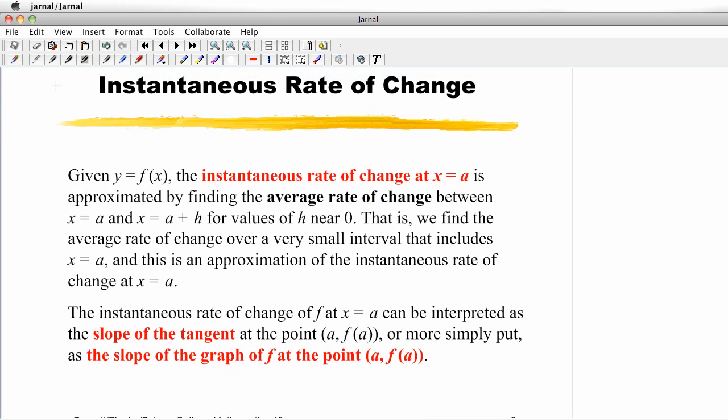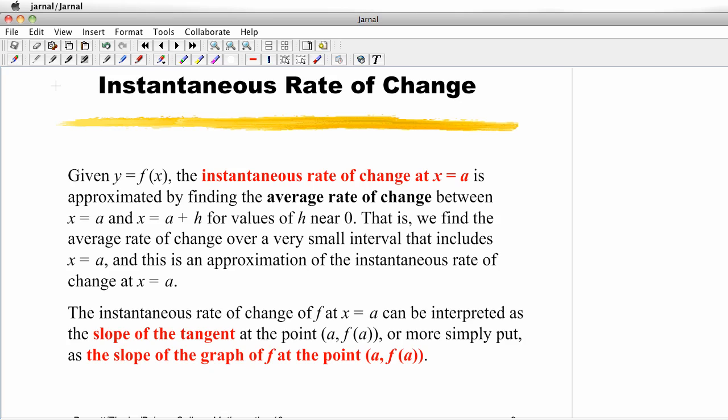Now, what we're really interested in is not the average rate of change, but we're actually interested in the instantaneous rate of change. So this is the difference between saying that I averaged 57 miles an hour on my trip to Pittsburgh and saying that when I passed the cop with a radar gun, I was going 78 miles an hour. The 78 miles an hour that I was going at a particular time is my instantaneous speed as opposed to my average speed over the trip.